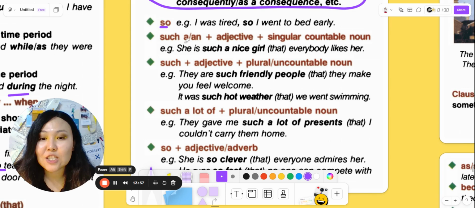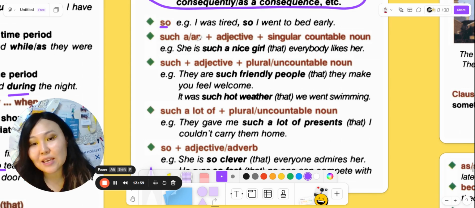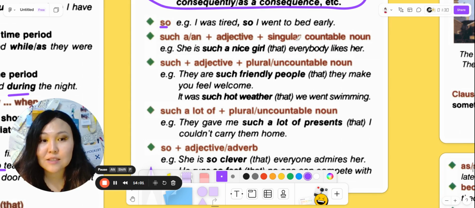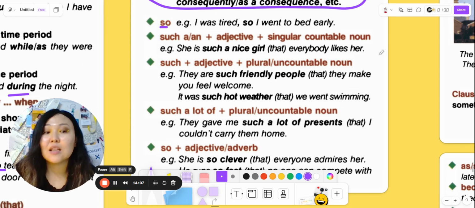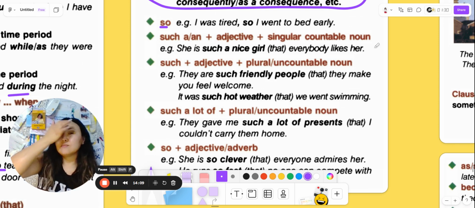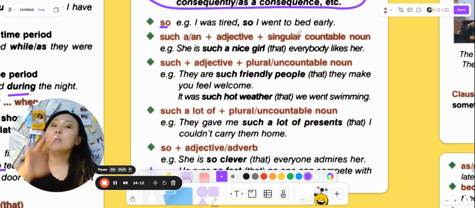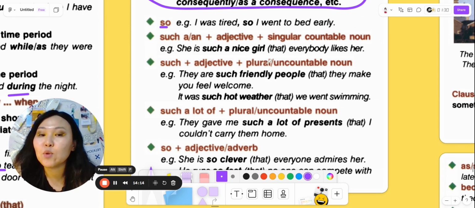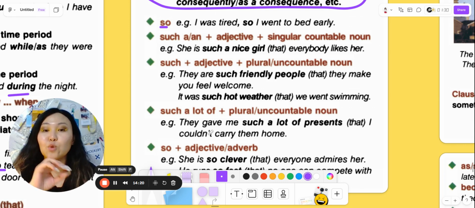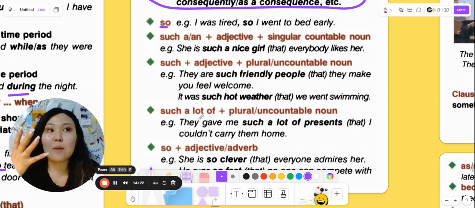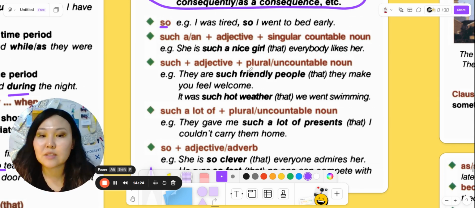Next one, such a plus adjective plus singular countable noun. She is such a nice girl that everybody likes her. So here I'm not showing you the examples of result clauses, but we are just working with the words. I mean, we are looking at them in different contexts.